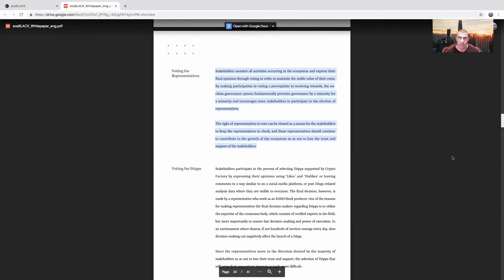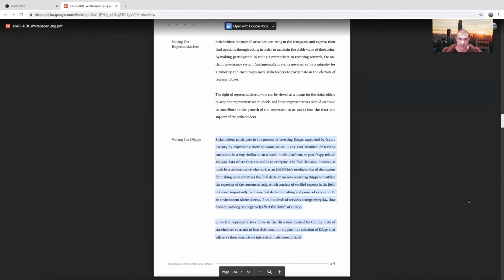So here they talk about voting for representatives. Stakeholders monitor all activities occurring in the ecosystem and express their final opinions through their voting in order to maintain the stable value of their coins. By making participation in voting a prerequisite to receiving rewards, the on-chain governance system fundamentally prevents governance by a minority for a minority and encourages more stakeholders to participate in the election of representatives. So the right of representatives to vote can be viewed as a means for stakeholders to keep the representatives in check, and those representatives should continue to contribute to the growth of the ecosystem so as not to lose any trust and support of the stakeholders.